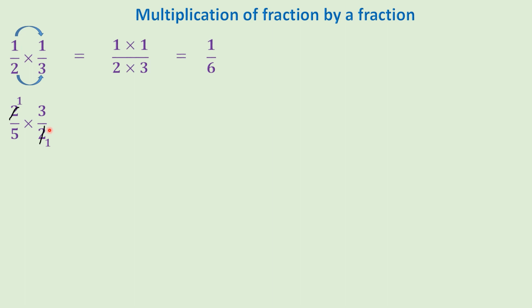If the numerator and denominator are divisible by the same number, then you can divide. After that you can multiply. Numerator to the numerator, denominator to the denominator. That is equal to 1 into 3 is 3, 5 into 1 is 5. So the answer is 3 by 5.